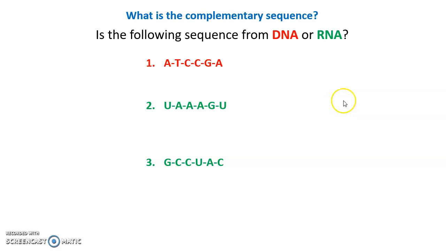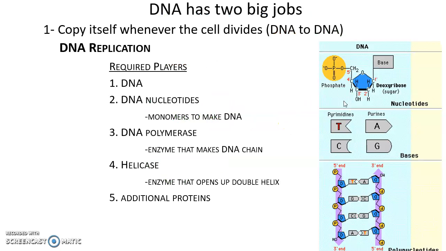Pause the video if you feel you need a little more time. Hopefully you got the correct answers. A pairs to T, T to A, C to G, C to G, G to C, A to T, U to A, U to A, A to U, A to U, G to C, U to A, and so on.